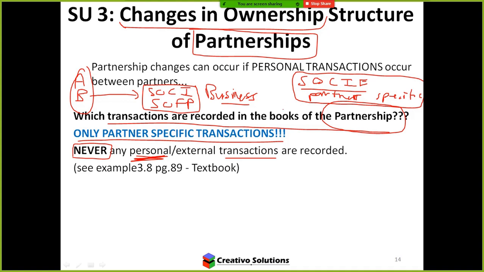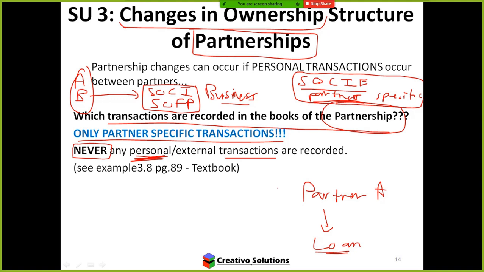Yes, it was. Okay, was it for the business? Yes, it was. Okay, but you can have a loan where partner A takes out a loan, and that loan has nothing to do with the partnership. It's external, it's outside the business. Then you're not going to consider it.